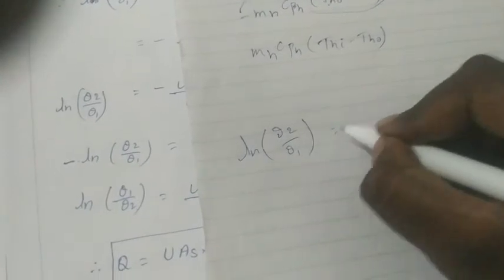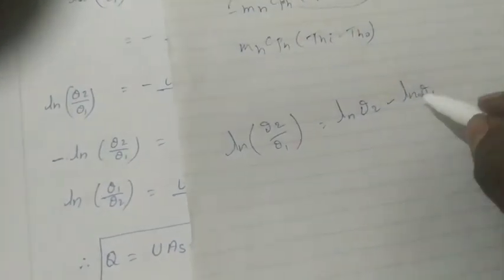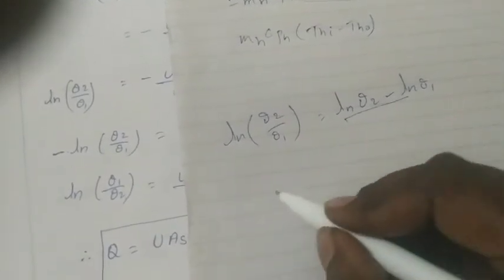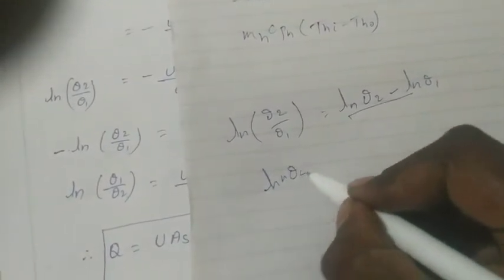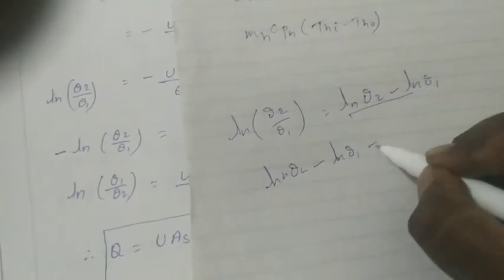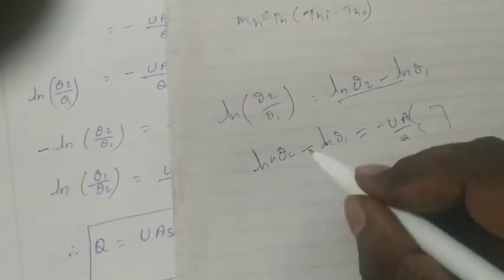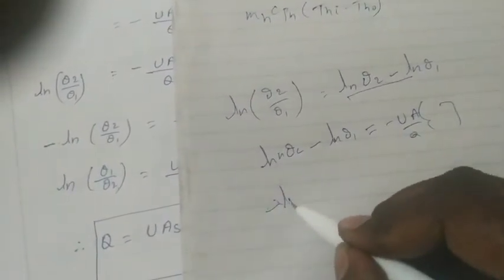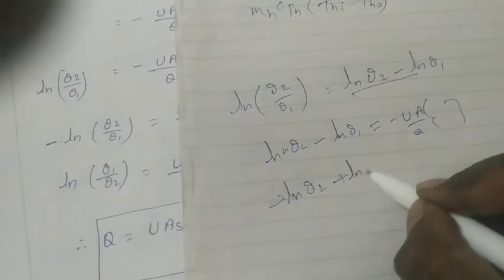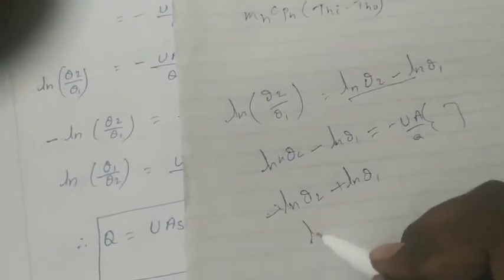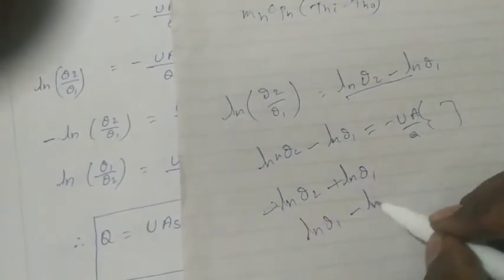Look at it. ln of theta 2 divided by theta 1 can be written as ln theta 2 minus ln theta 1. So if you keep the minus, this is the actual expression. That is, ln theta 2 minus ln theta 1 is equal to minus UA by Q something. If you transfer to this side, this will become minus ln of theta 2 plus ln of theta 1. So hence this becomes ln of theta 1 minus ln of theta 2.